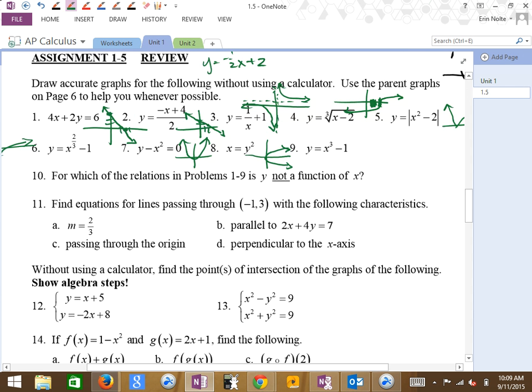Number 4, I didn't understand. Number 4 is a cube root, so it's like a John Travolta on its side. If you have minus 2, it's just simply moved to the right 2. I just moved over by 2. Yep. Okay. Good to know that.